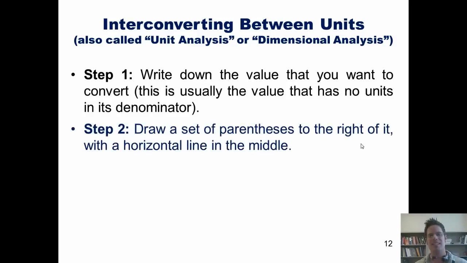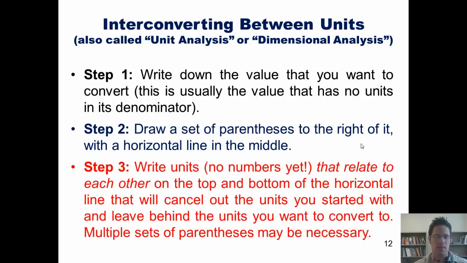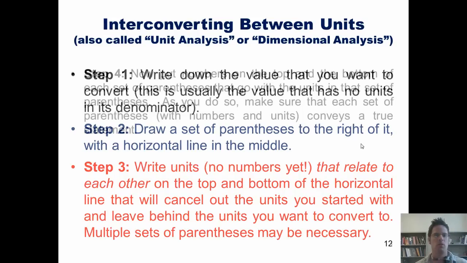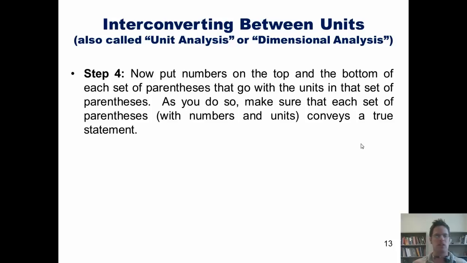2. Draw a set of parentheses to the right of it with a horizontal line in the middle. 3. Write units, no numbers yet, that relate to each other on the top and the bottom of the horizontal line that you just drew, that will cancel out the units you started with and leave behind the units that you want to convert to. Multiple sets of parentheses may be necessary. 4. Now put numbers on the top and the bottom of each set of parentheses that go with the units in that set of parentheses.